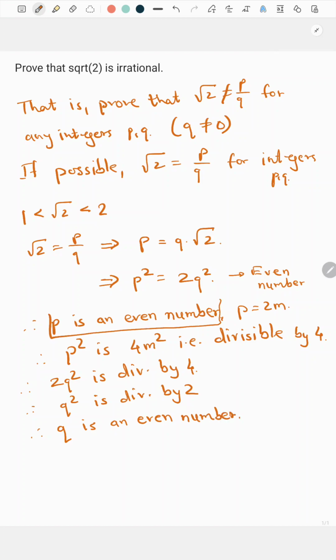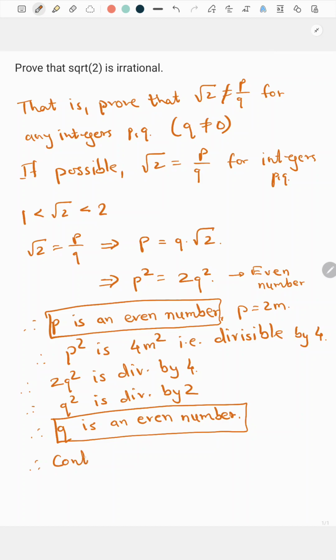So we have reached a conclusion that p is an even number and q is an even number. But we started with the assumption that p and q are co-prime numbers. They don't have any common factors. But here we exhibited a common factor, which is 2, because they are both even numbers. So this is a contradiction. And therefore there is no way to write the square root of 2 as p divided by q, which proves that the square root of 2 is irrational.